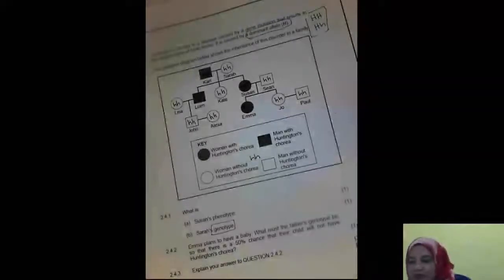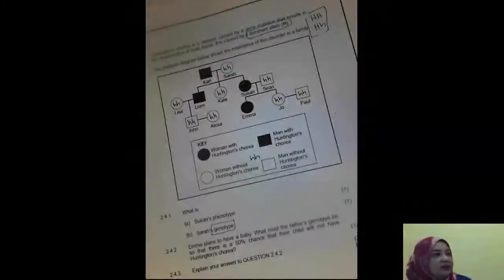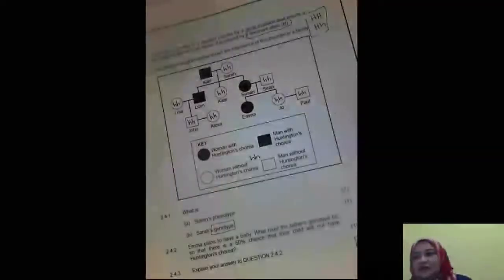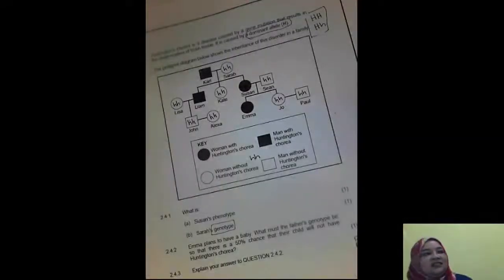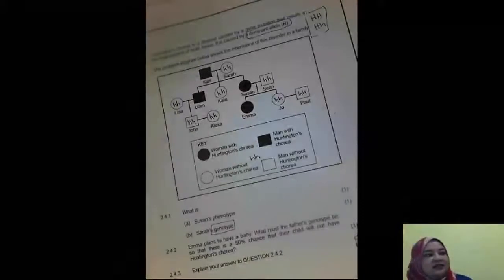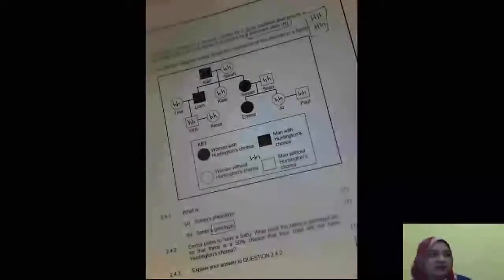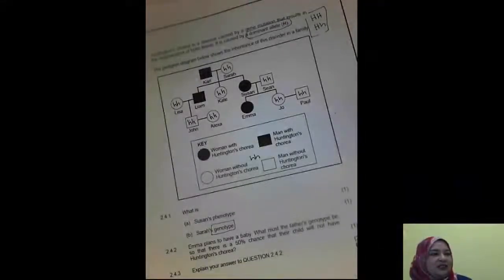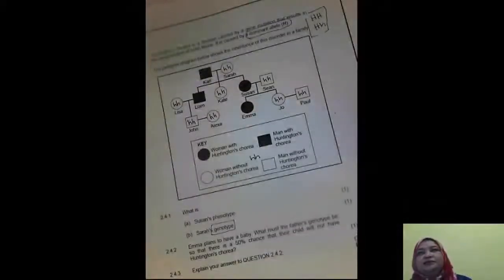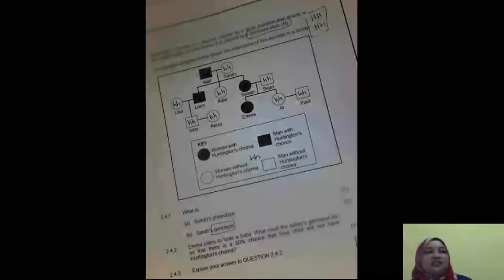So where's Emma? It is a disease. Huntington's chorea causes the nerve tissue in the brain to degenerate. We did it earlier on as a question also. So it's a type of disease.